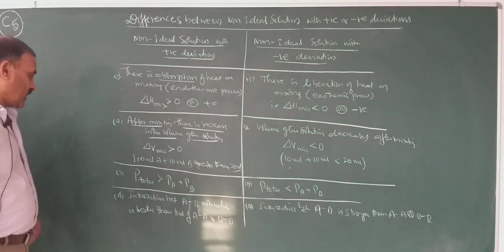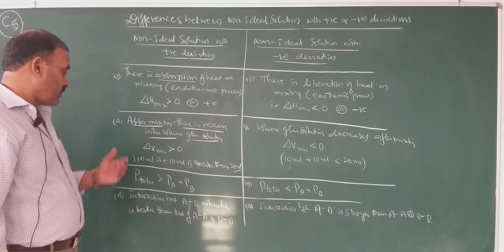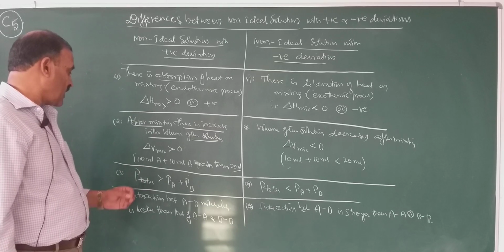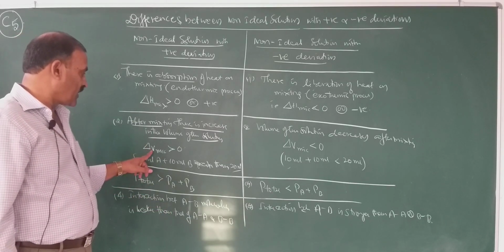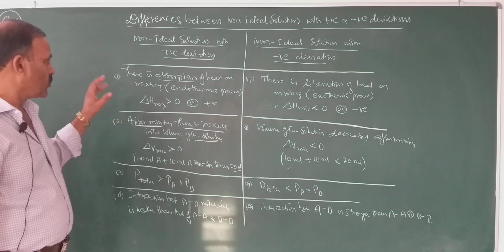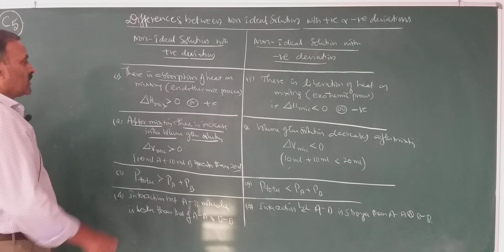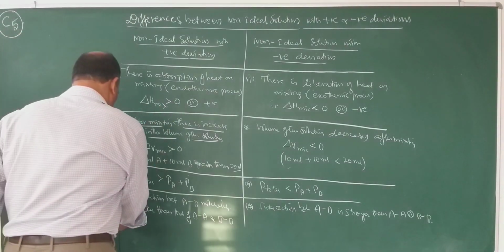So if the attractive force becomes weak, vaporization becomes more, therefore total vapor pressure increases. When the attraction becomes weak, the volume of the solution increases. And also during the mixing of these solutions, delta H mixing is greater than 0, that means heat is absorbed.